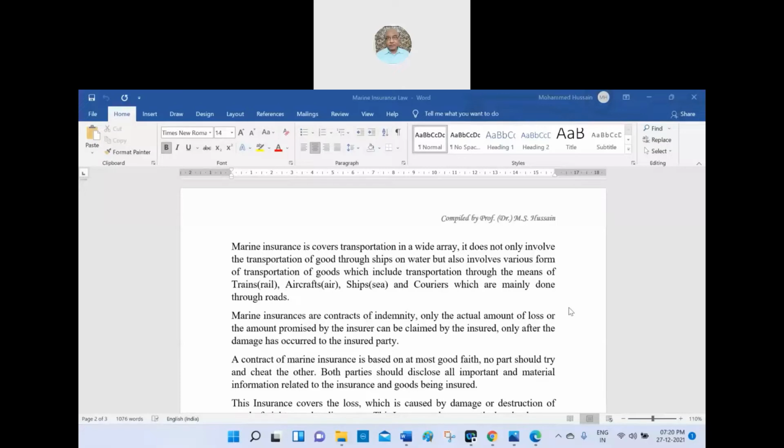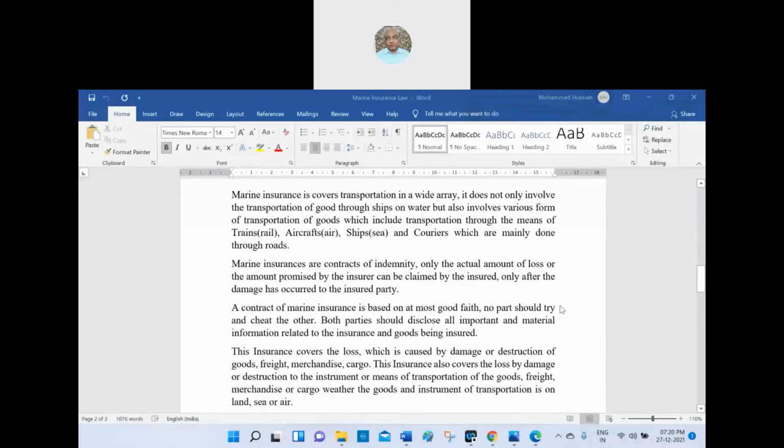Because the goods cannot reach the ship unless they travel by rail, or unless they travel by air. So that is the reason it includes rail as well as air when the shipment is made. And carriers, which are mainly done through the roads. So other carriers are by road, and some by air, but the major transport in the world is through marine only, means the sea route only, on water only. So a lot of goods will be carried mostly by ship rather than by trucks or flights.